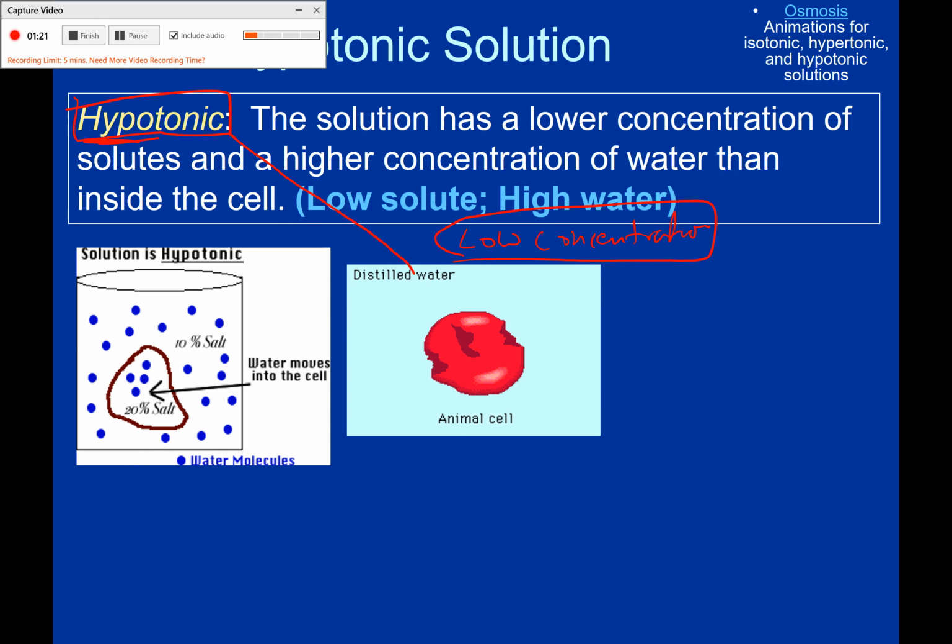So let's just say this cell was inside of a solution that had 10% salt, but inside of the cell you had a higher concentration of salt. So you have a higher concentration of salt here, and you have a lower concentration of salt here, which means you have here a higher concentration of water. In here you have a lower concentration of water.